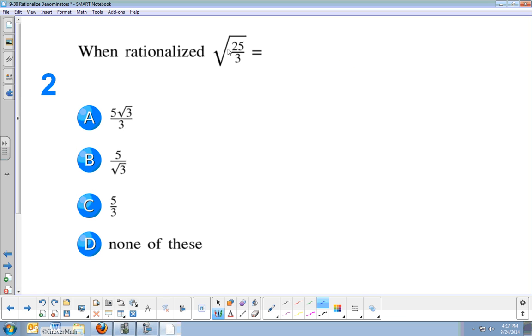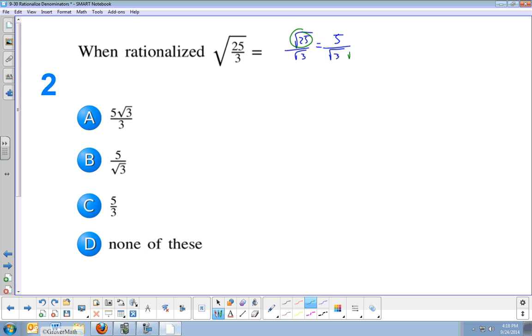For the second one, this whole thing's under the square root, but if you remember what we did when we do square root of fractions, you do the square root of the top, and you do the square root of the bottom. In this case, the top is a square and becomes 5, but the bottom would have to stay rad 3 because 3 is not a square. 25 is, but 3 is not.